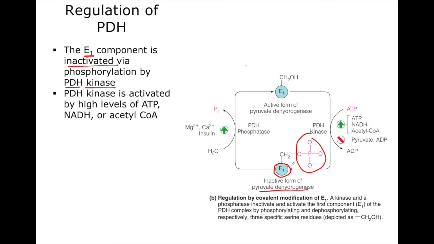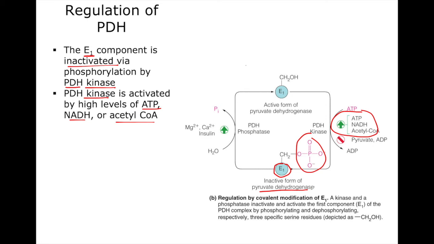Now, what activates the pyruvate dehydrogenase kinase? Well, it tends to be activated when we have high ATP, NADH, and acetyl-CoA. All of these indicate that we have high energy, high redox state, high intermediates, so we don't need to keep the citric acid cycle going. So when these molecules are high in concentration, they will tend to activate, as you can see here, our kinase, and the kinase will phosphorylate and inactivate the pyruvate dehydrogenase complex.